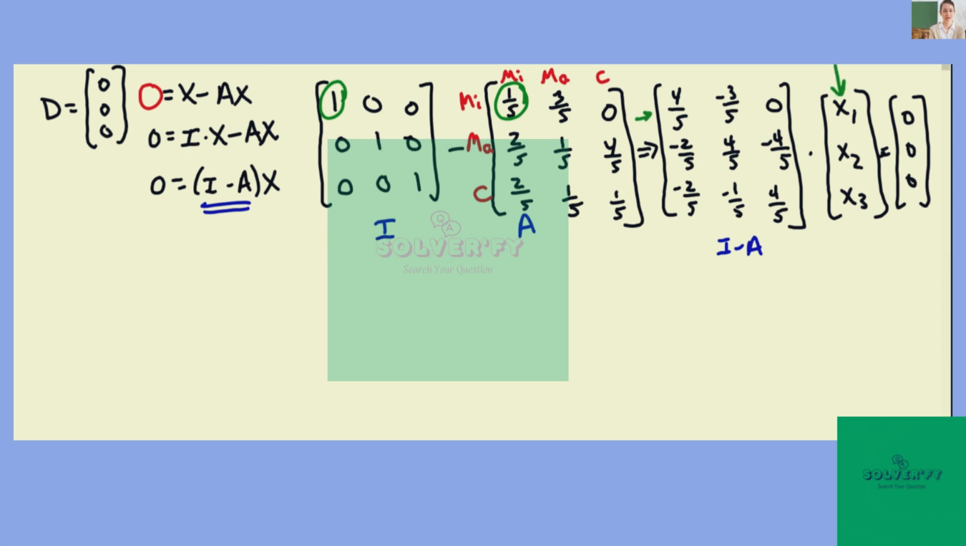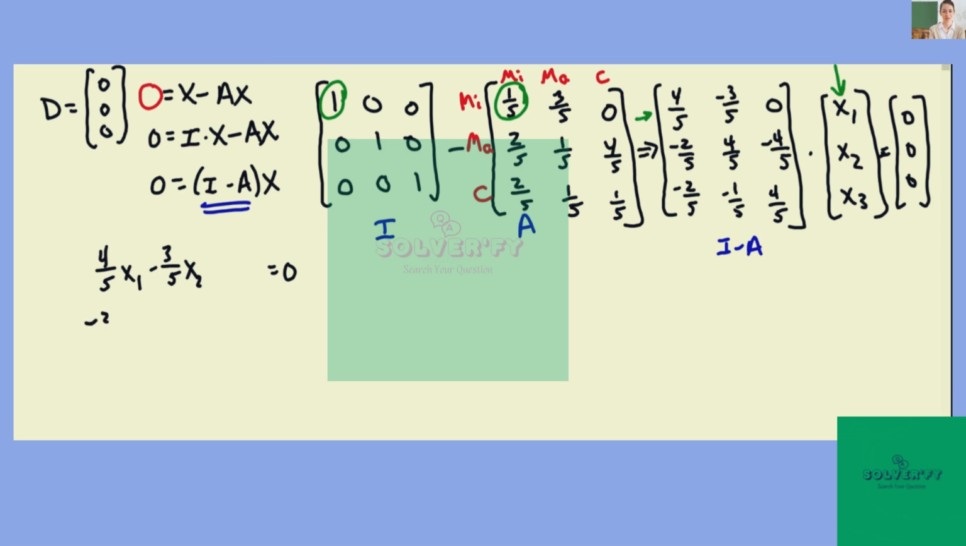So across the first row times down the first column. That is 4/5 X sub 1 minus 3/5 X sub 2 plus 0. I'll just leave a little bit of a blank here. I like things to line up. You don't have to leave the blank. And that equals 0.